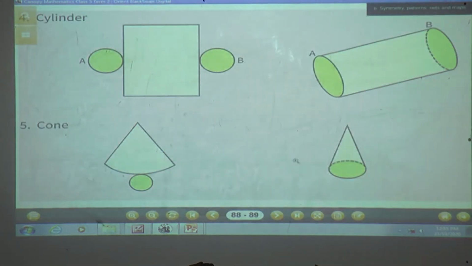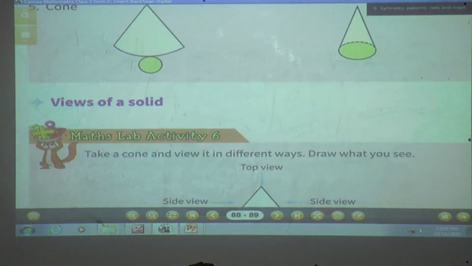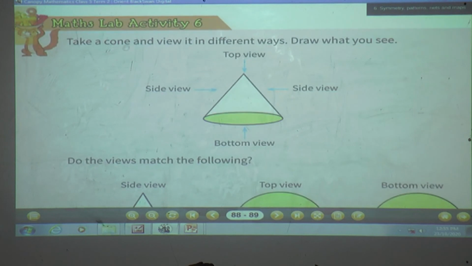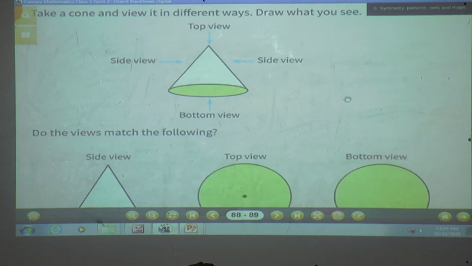Students, now we'll see views of solids. Here they have given us one activity. Take a cone and view it in different ways. That means you have to see how the cone looks in different ways.